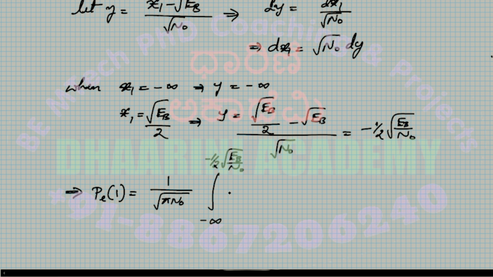Okay, so that means I can write now, this is minus infinity to this number. This is exponential of minus y squared. Then I need to substitute for dx. What is dx? dx is root n naught times dy. So you can see this root n naught and this root n naught cancel.